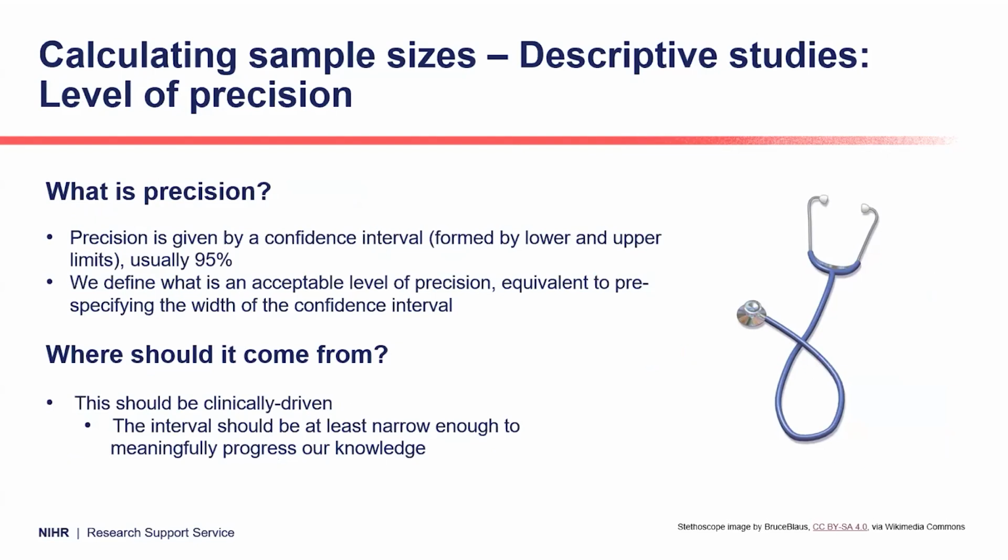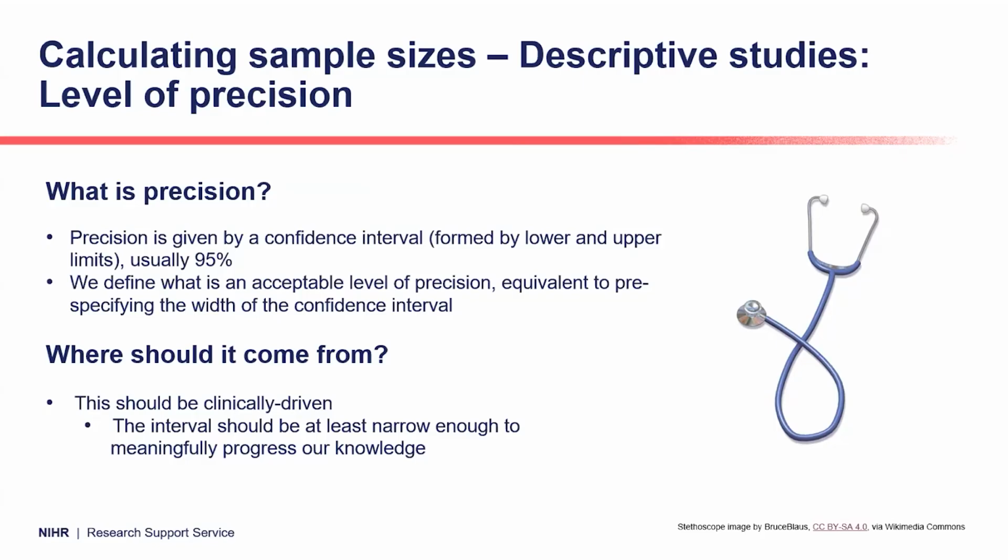So what do we mean by precision? Well, it's essentially a confidence interval with a lower and upper limit, which defines an acceptable level of precision around your planning value. So you could use a precision of 99%, 95%, or 90%, but 95% is usually used. So a confidence interval is a range of values calculated from sample data that is likely to contain the true value of an unknown population parameter, for example, a mean or proportion, with a specified probability, for example, 95%.